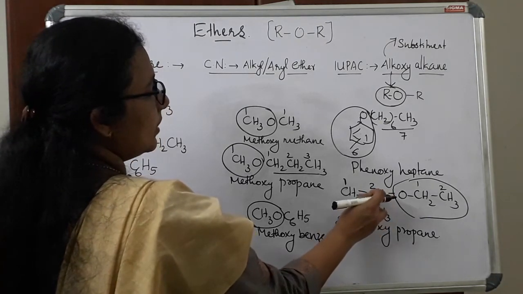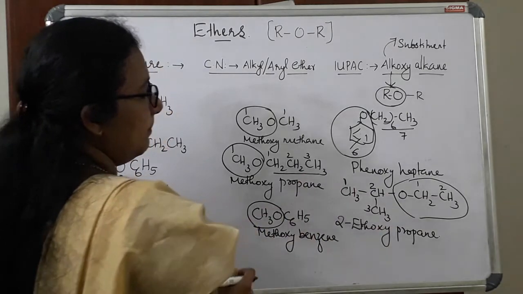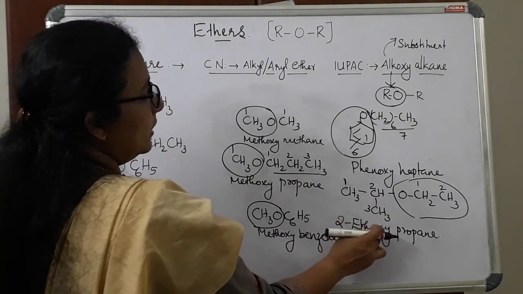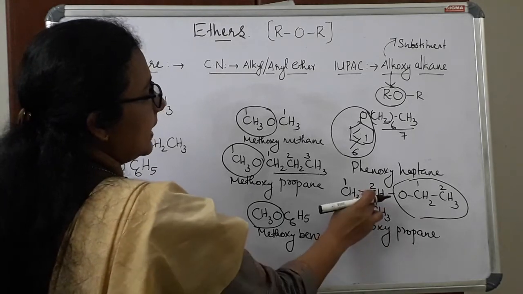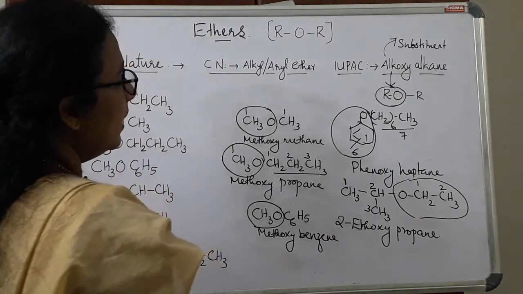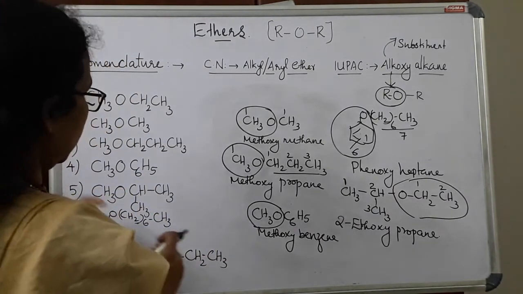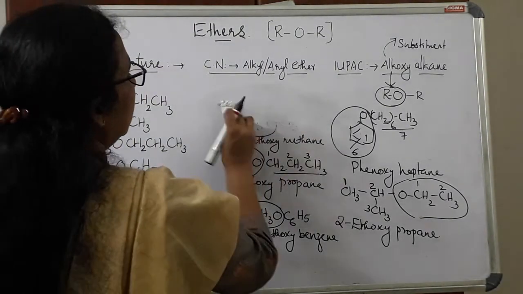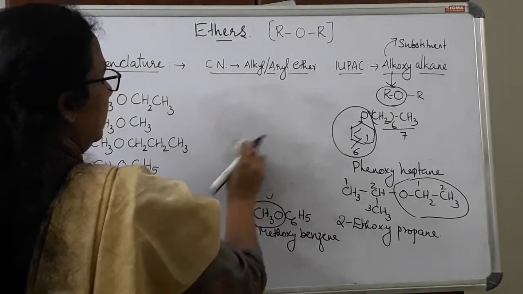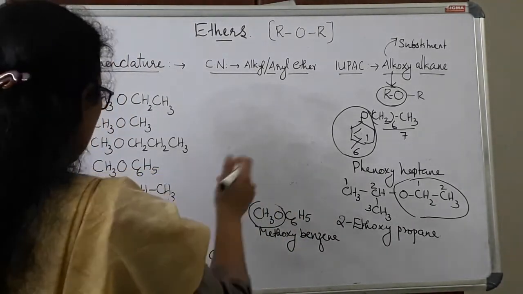2-ethoxy propane. The ethoxy group is connected to the second carbon atom. So 2-ethoxy propane is the IUPAC name of that particular compound. Then we will see one more compound.